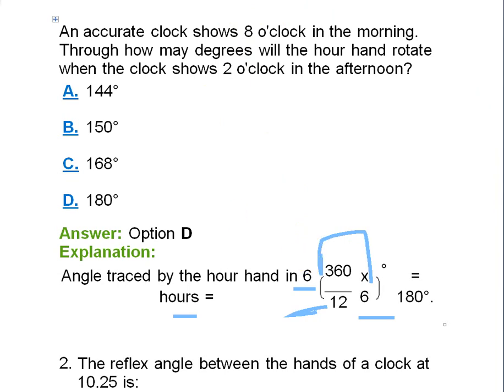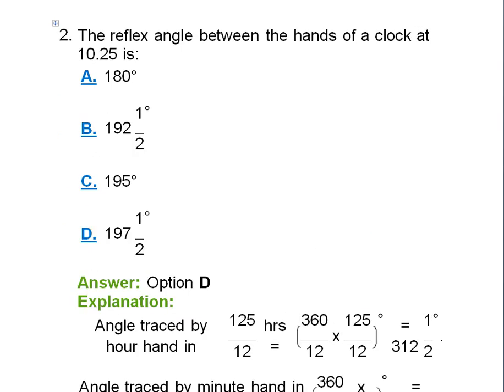The questions of clock will be difficult, and I think this is the most difficult chapter of aptitude. So we'll move on with another question. The reflex angle between the hands of a clock at 10.25 is.